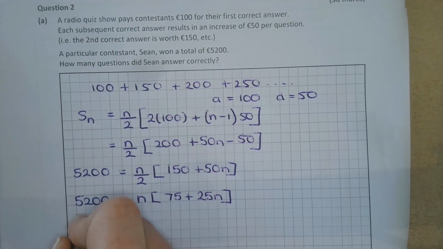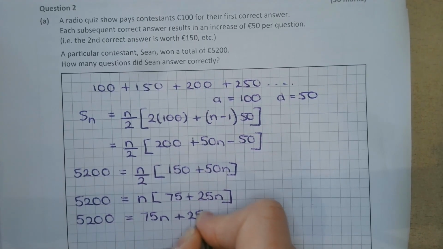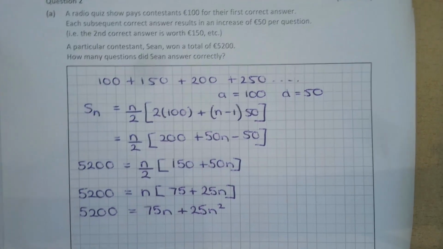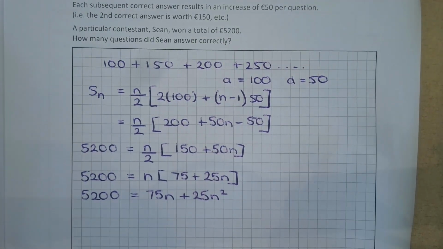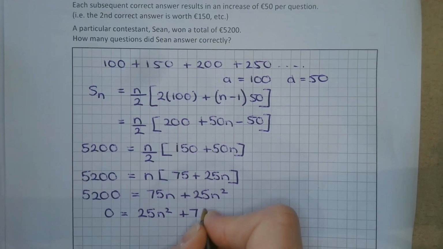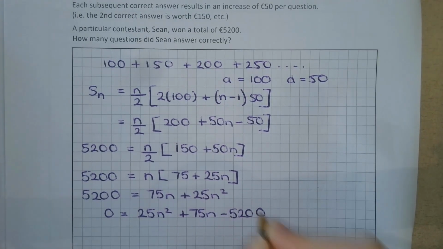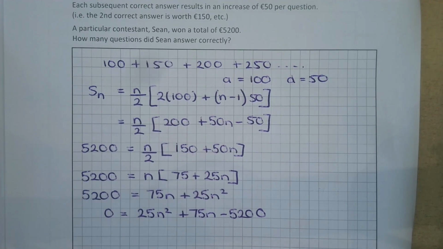And then multiplying in the n. So 5,200 is equal to 75n plus 25n squared. And here we're going to get a quadratic, so bring the quadratic all to one side. So 0 is equal to, keep it positive, 25n squared plus 75n minus 5,200. And we look, if we can, to simplify that down.